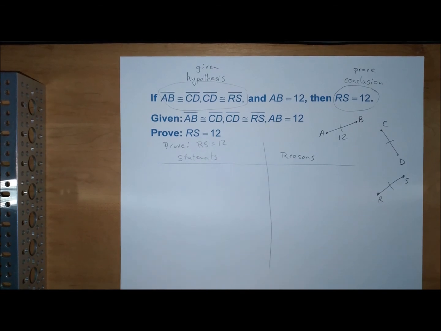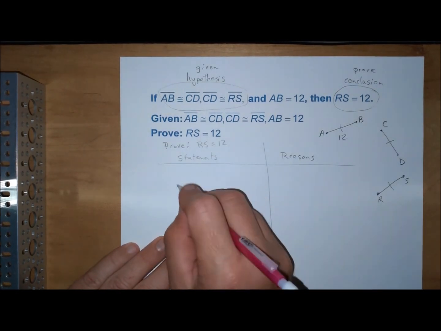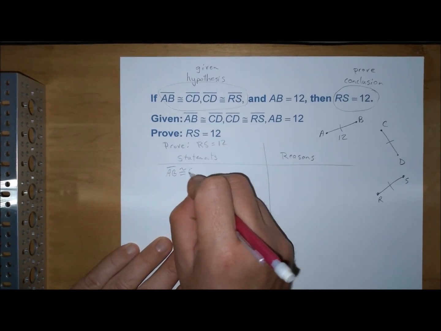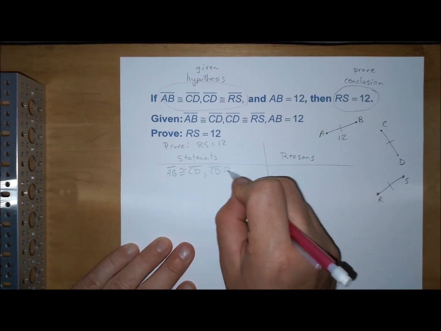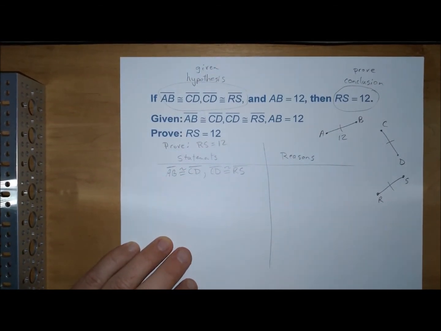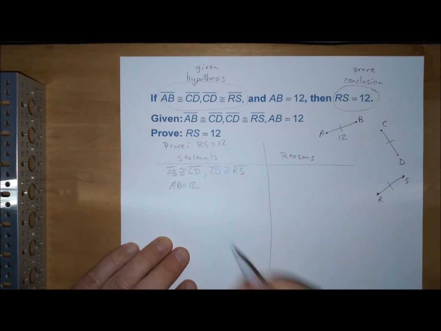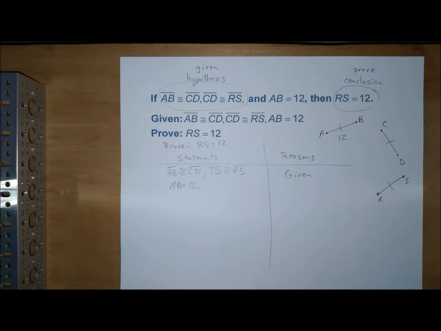Can we now put it into some statements and justify it using all the properties that we know? What are our first statements going to be? Always restate the given information. They tell us that segment AB is congruent to segment CD. They tell us that segment CD is congruent to segment RS. And they tell us that the measure of segment AB is 12 units long. How do we know all of this? That is given.